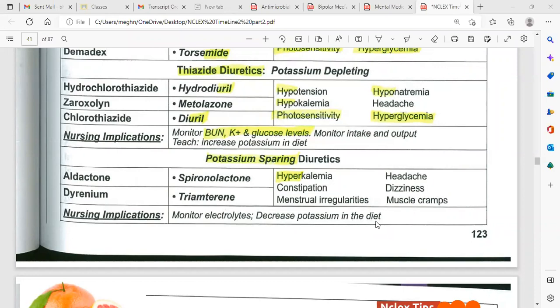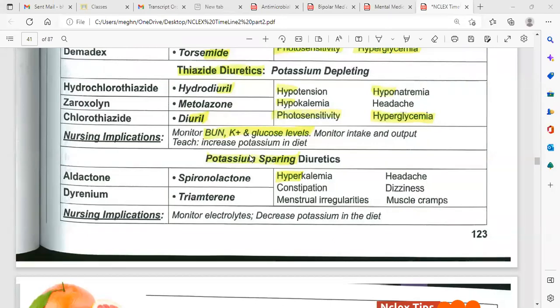Potassium sparing diuretics, usually we give orally, and it is not as powerful as loop diuretics or thiazide diuretics. Means if the patient needs to immediately reduce the blood pressure, we choose loop diuretics or thiazide diuretics, right? But potassium sparing diuretics reduce the blood pressure slowly or gradually.